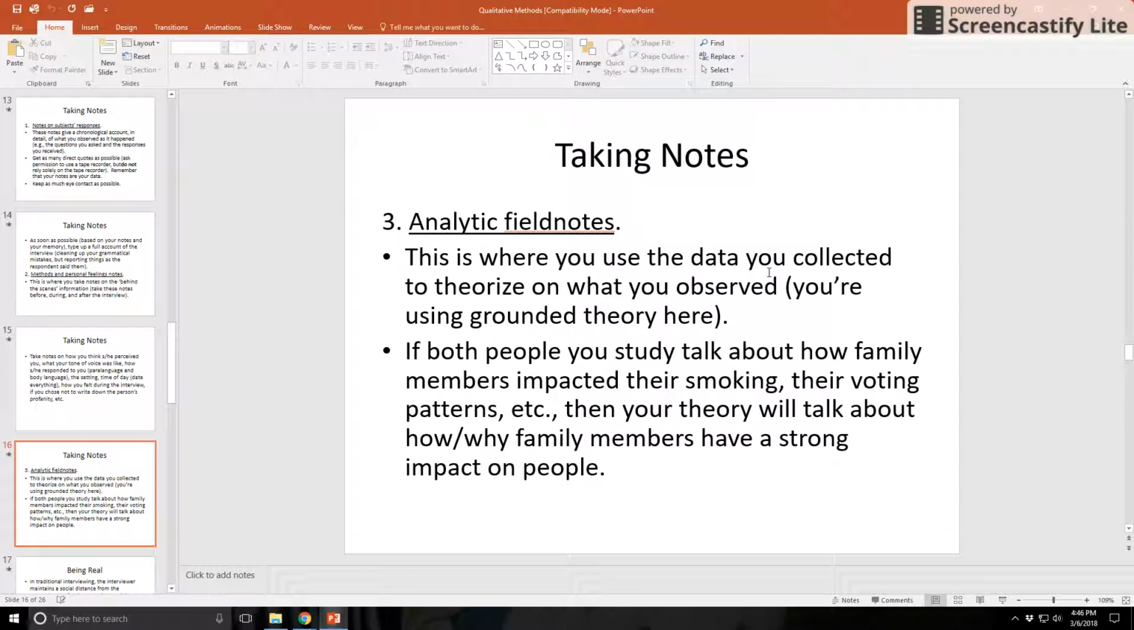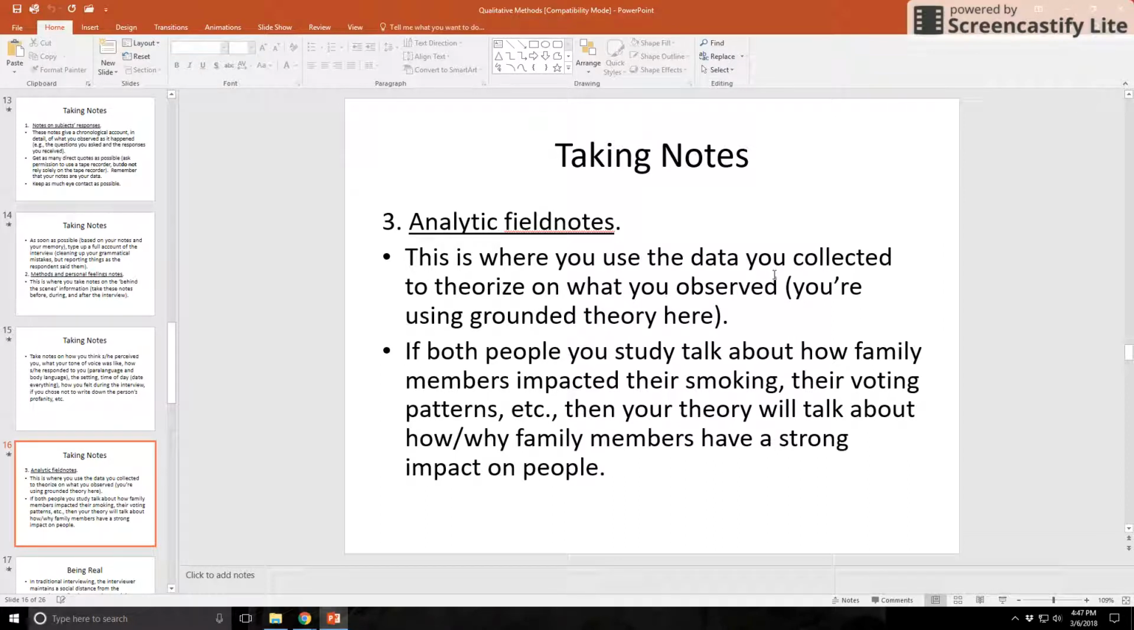Like I might say to the smoker, why do you smoke? The non-smoker, I might say, why don't you smoke? But I also might ask both people, tell me about your parents' smoking behaviors. How do you deal with stress, stuff like that. So after I get my answers to both individuals' questions, I look through them to see what patterns there are.